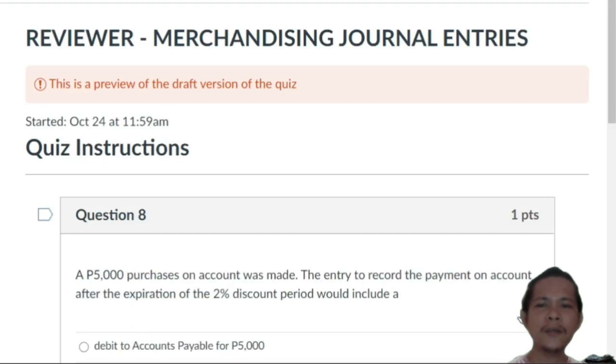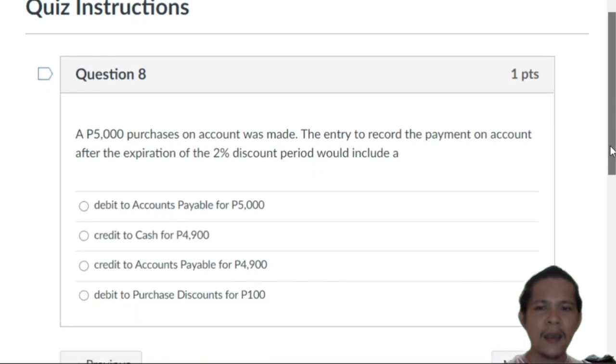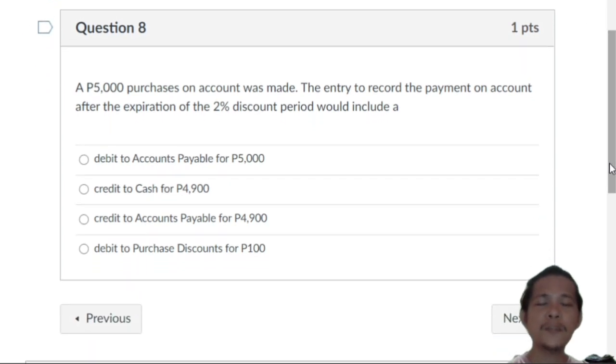Now, proceed tayo for question number 8. A 5,000 purchase on account was made. Bumili ka, 5,000 purchase on account. Ikaw si buyer. The entry to record the payment on account after the expiration of the 2% discount period would include debit to accounts payable for 5,000, credit to cash for 4,900, credit to accounts payable for 4,900, or debit to purchase discount 100. Pag hindi mo yan nabayaran within the discount period, mawawala ng silbi yung discount.